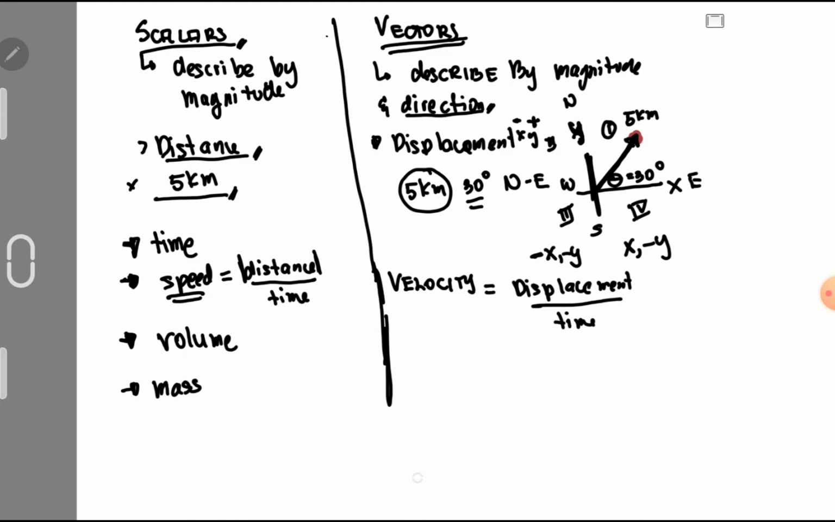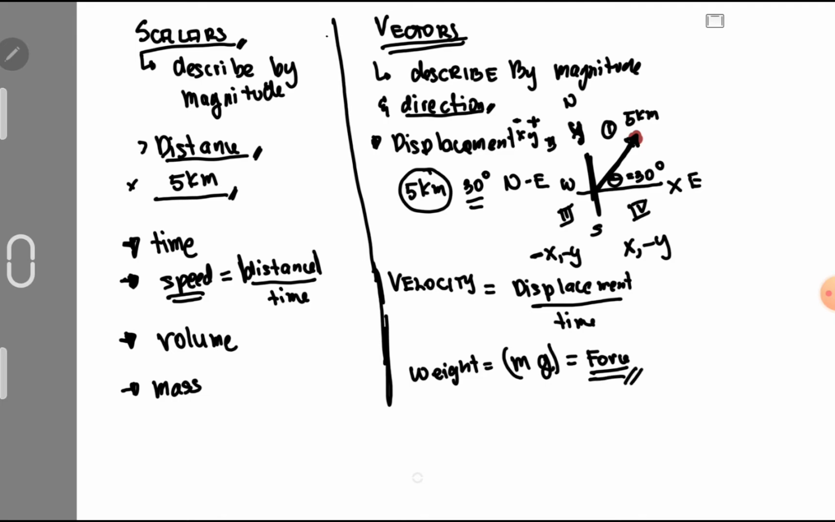But when you talk about weight, your weight is equal to mass times your acceleration of gravity, right? And it can be equal to a force. Take note that a force is a vector quantity.